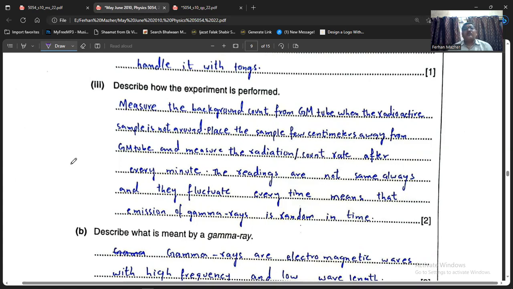Measure the background count from the GM tube when the radioactive sample is not around. Place the sample a few centimeters away from the GM tube and measure the count rate after every minute. The readings are not the same always, and they fluctuate every time. This means that emission of gamma rays is random in time.